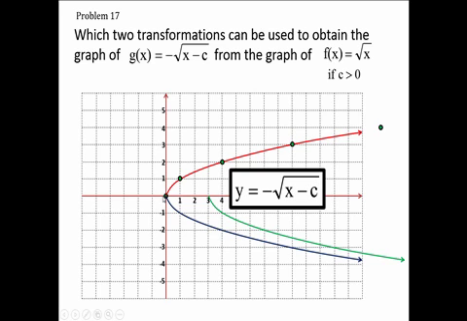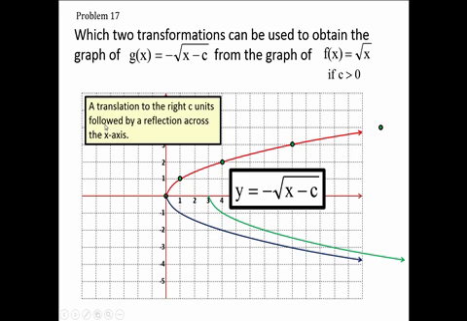So it's going to be c steps to the right. We're going to be going down, so we reflect it across the x-axis. In other words, instead of going up, we go across the x-axis and go down. And the translation is 3 units to the right, or c units to the right.